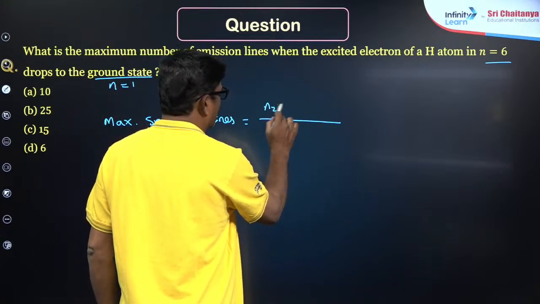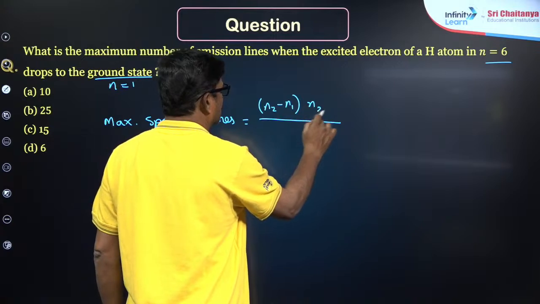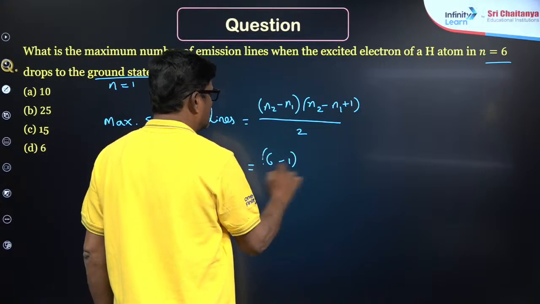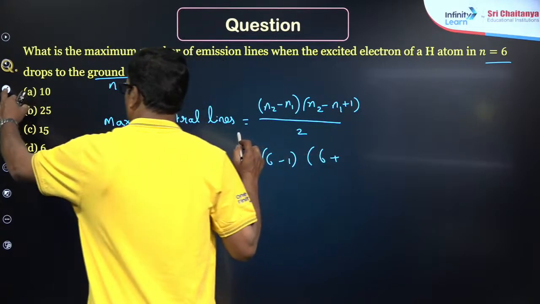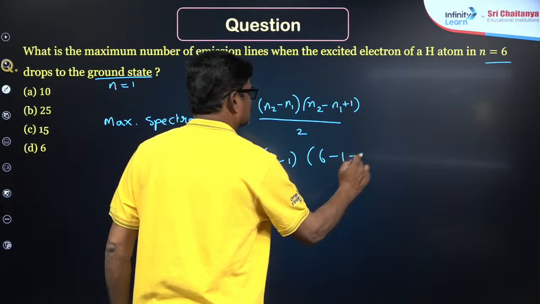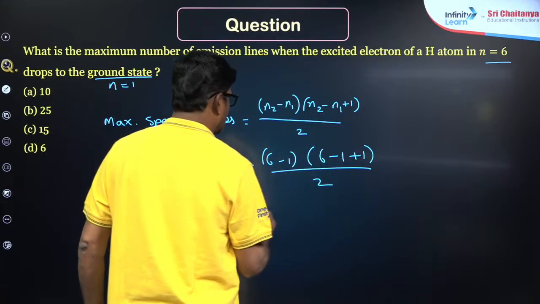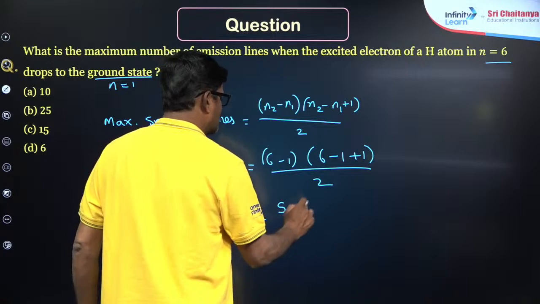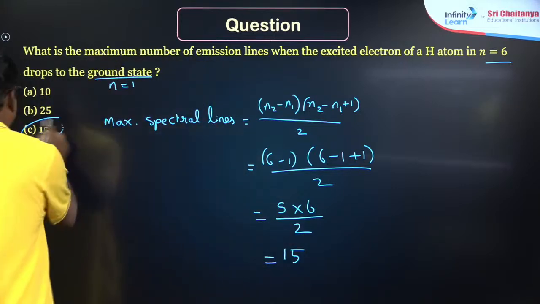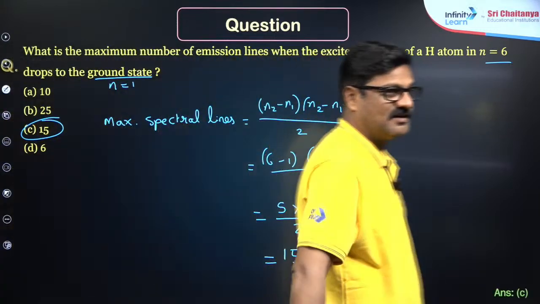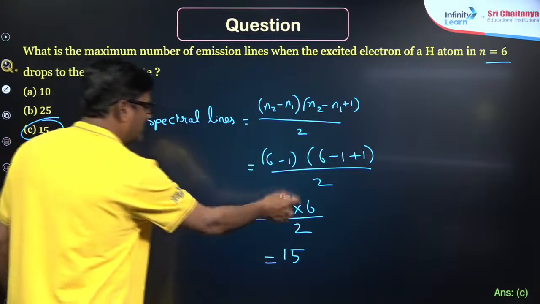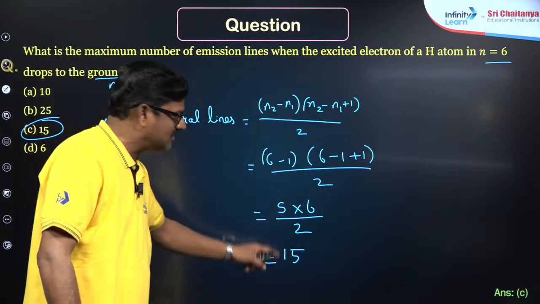So (n2 minus n1)(n2 minus n1 plus 1) by 2. So 6 minus 1, plus 1, by 2. How much can it be? 5 into 6 by 2 is equal to 15. My answer here will come to 15. So that is the answer. Understand? Hemant, how did you get 10? See, 5 into 6 is 30, half of that is 15.